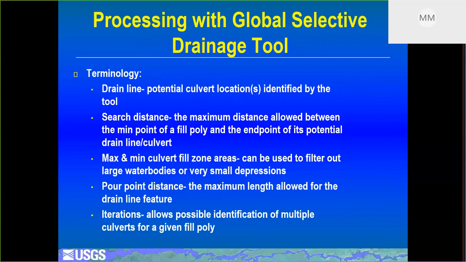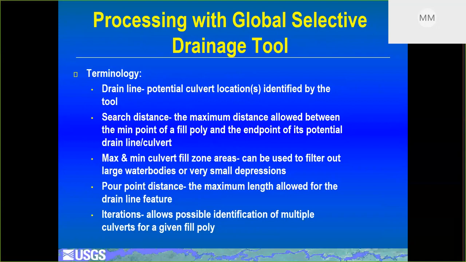You can also specify maximum and minimum culvert fill zone areas, and that's useful if you're in a setting that has natural lakes. You can use the max filter to make sure that the tool isn't wasting time trying to drain your lake with a culvert if it's actually a lake on the landscape. And likewise, you can specify a minimum size that the tool doesn't need to be concerned with, and that way you don't identify a culvert for every little puddle on the sidewalk.